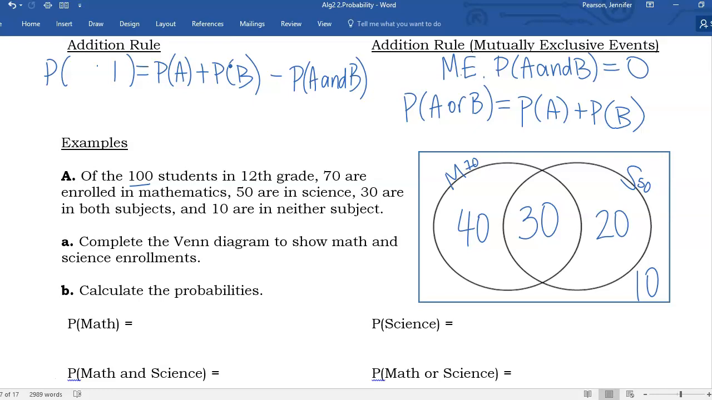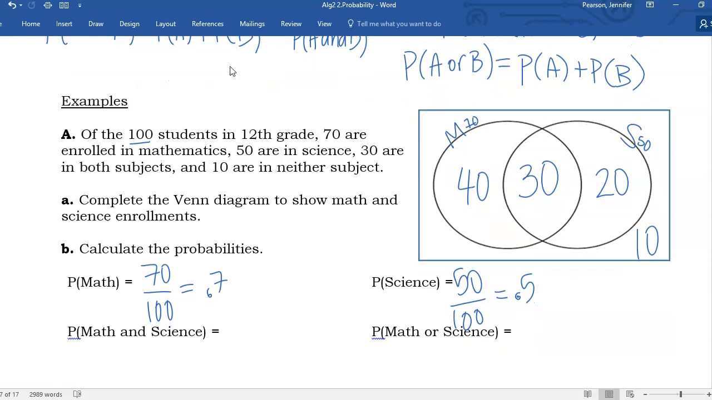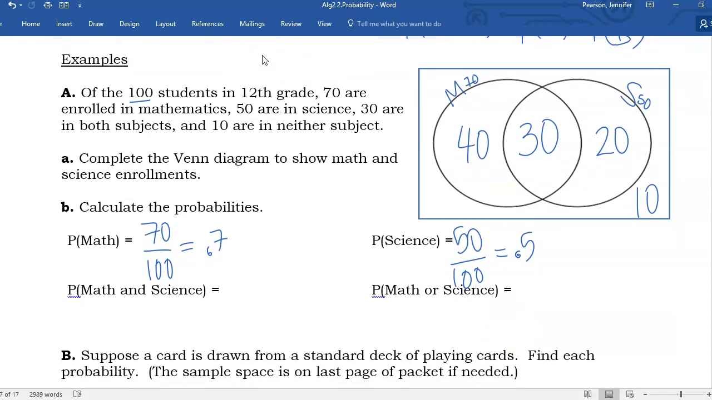Find each probability. Math. There are 70 students in math out of the 100 students. So we can give that a decimal or a percent if we want. Science, there are 50 out of 100 in science. So again, we can give that a decimal if we want to. Math and science. The and is that region in the middle, okay? So this is our and. There are 30 students in math and science. So I'm going to give that a 0.3.